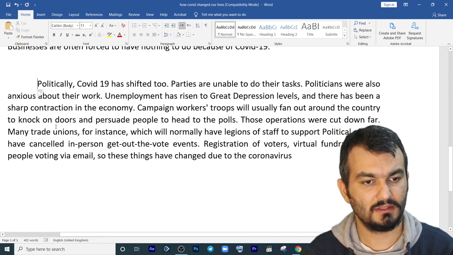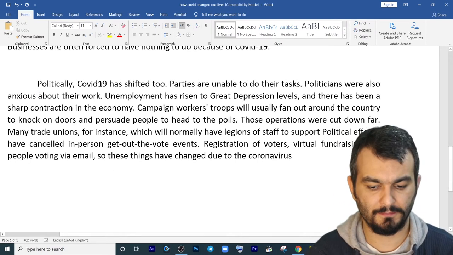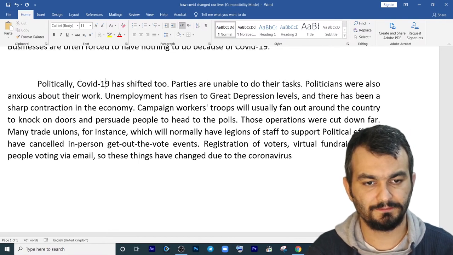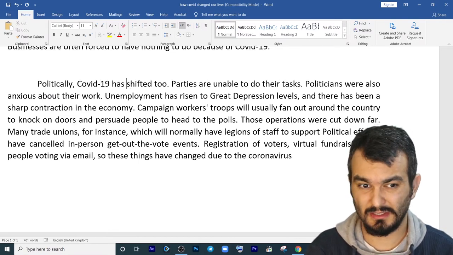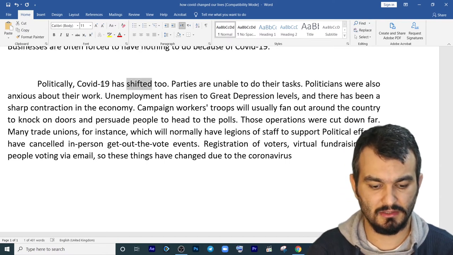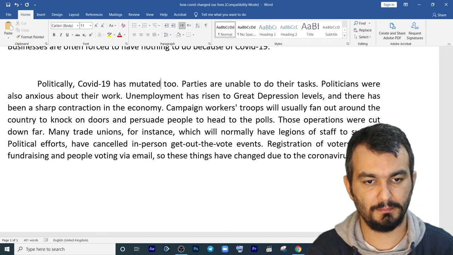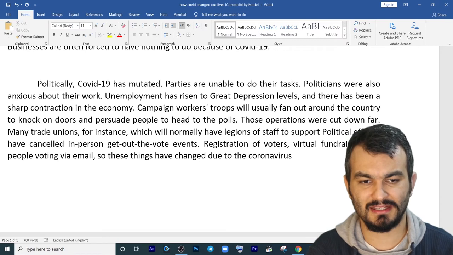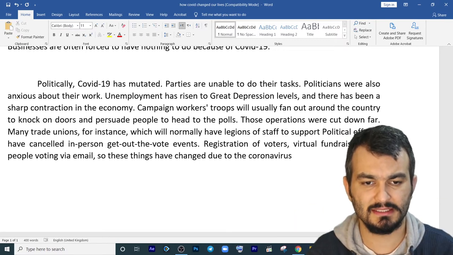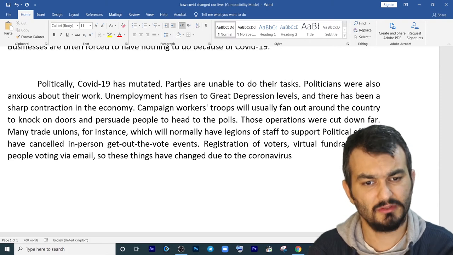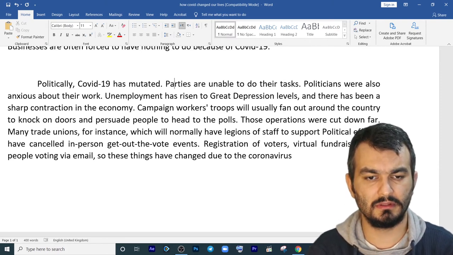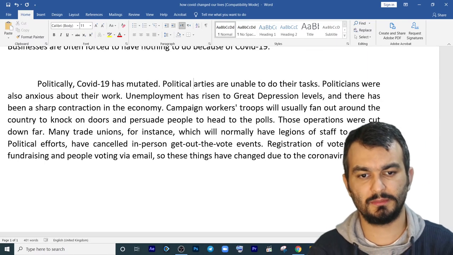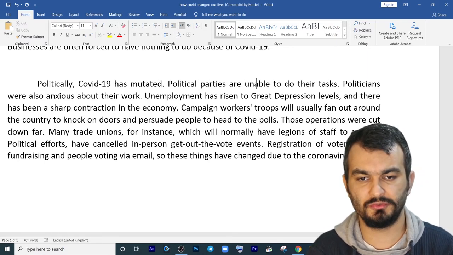All right. Politically, COVID-19 has mutated to. Actually, you can remove to mutated. Parties are unable to do their tasks. Which parties? You mean political parties? You have to be specific. Political parties are unable to do their tasks.